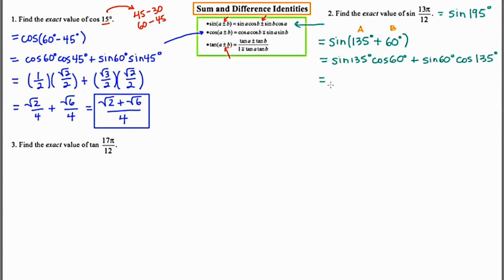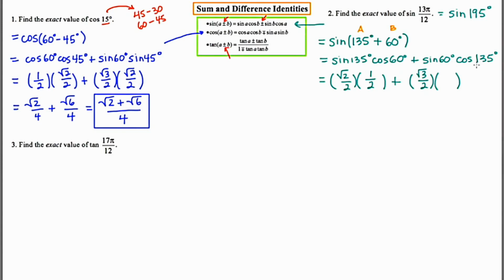And now for organizational purposes, I'll set up little blanks for my answers. I like to do the easy ones first. So I'm going to start with the cosine of 60, which is a half, and I'm going to do the sine of 60, which is root 3 over 2. Now, the sine of 135 places me in the second quadrant, and I know that sine is positive in the second quadrant, and I know that 135 has a reference angle of 45, so this is going to end up being root 2 over 2.